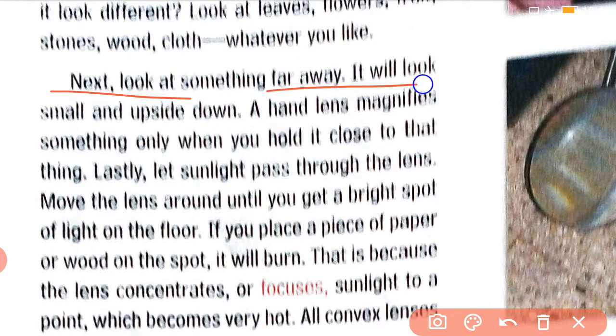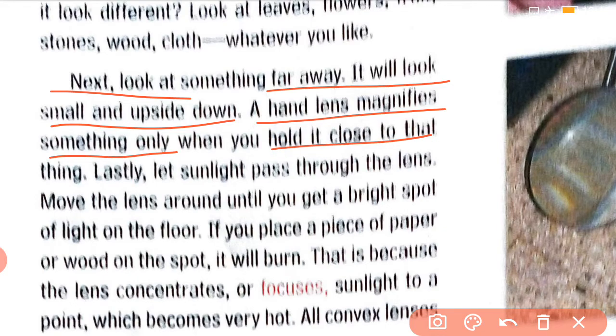Next, look at something far away. It will look small and upside down. A hand lens magnifies something only when you hold it close to that thing.